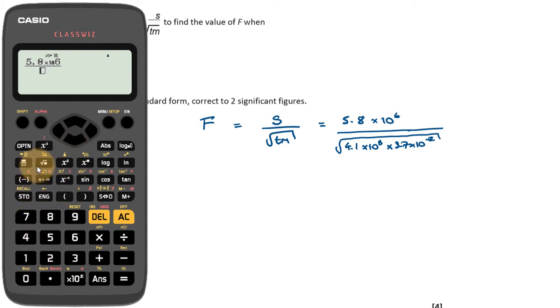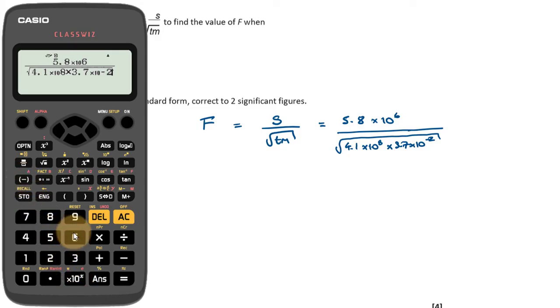Okay. Then on the bottom row, I need to square root everything. So it's going to be the root of, and then 4.1 times 10 to the 8. And I'm going to multiply that by 3.7 times 10 to the negative 2.